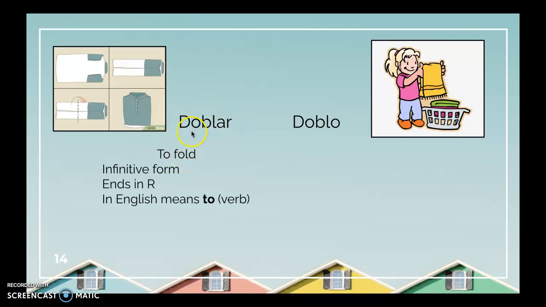So this is called the infinitive form. In English, we would put the word to in front of it, so nobody in particular is doing the action. It's the action of folding, to fold. And in Spanish, these verbs that are in the infinitive form end in an R. Like I said, in English it means to whatever: to eat, to fold, to talk. That is called the infinitive form.